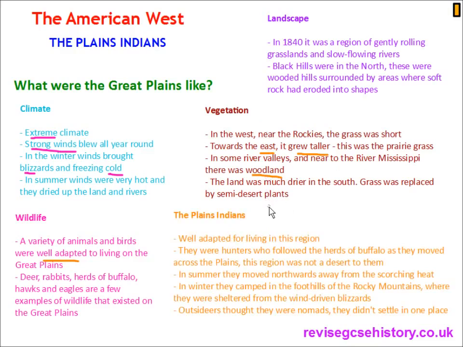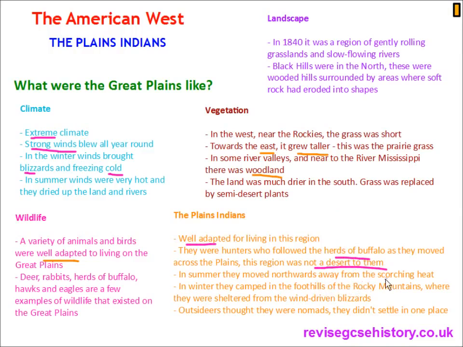Okay. So, the Plains Indians, they were the people who lived on the plains. They were well adapted for doing so. They were hunters that followed herds of buffalo as they moved across the plains, and the region was not a desert to them. So they hunted buffalo and followed them on their migrations across the plains.